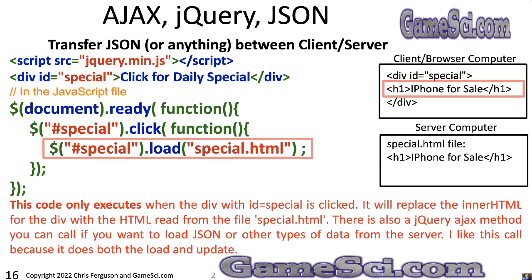That's why I like this call. It does both the AJAX load and the web page update for me. If this line of code executes, it will go pull the file off the server, send it back to the client, and replace the inner HTML for the div with the special. Now I just did a very simple little "iPhone for sale" in an H1 tag, but this could be a full-on block of HTML that does a very, very nice display with links to click on to buy it. It could be a lot more HTML than what I've shown here.